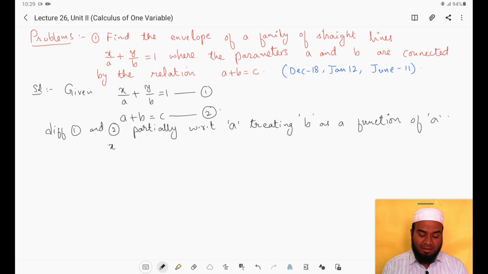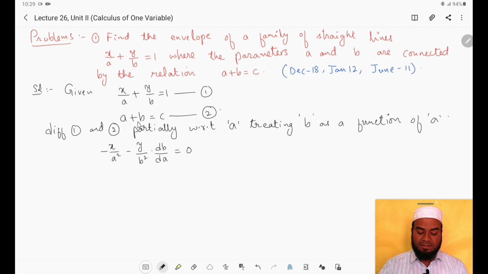So what we will get here? Minus x by a square, right? Similarly, what we will get here? See, y will be as it is, then the derivative of 1 by b is minus 1 by b square, and b is a function of a, no? So because b is a function of a, we have to differentiate b also with respect to a, db by da. The derivative of 1 here is 0, right?